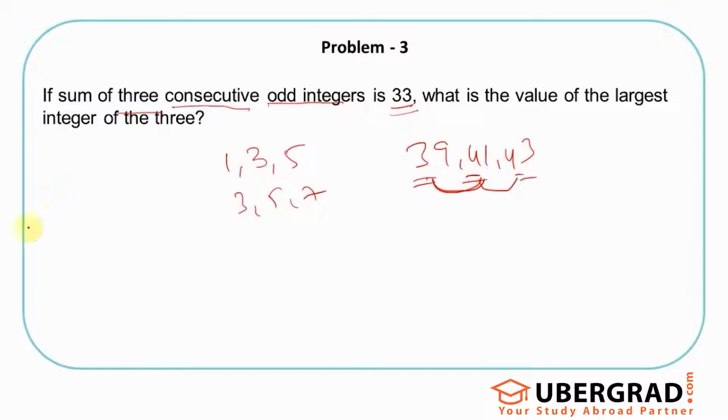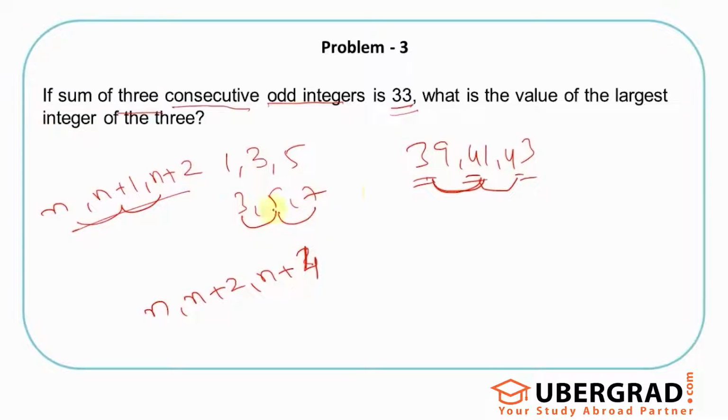When I see consecutive integers, I can take the numbers as n, n plus 1 and n plus 2, because they are next to each other. But if it's asking you odd or even integers, I have to take a gap of 2, because see, 3 plus 2, 5 plus 2. If it is just consecutive integers 1, 2, 3, the immediate ones are added by 1. Because it's odd or even, there will be a gap of 2, so I have to take n, n plus 2, and then again another 2 added is n plus 4.